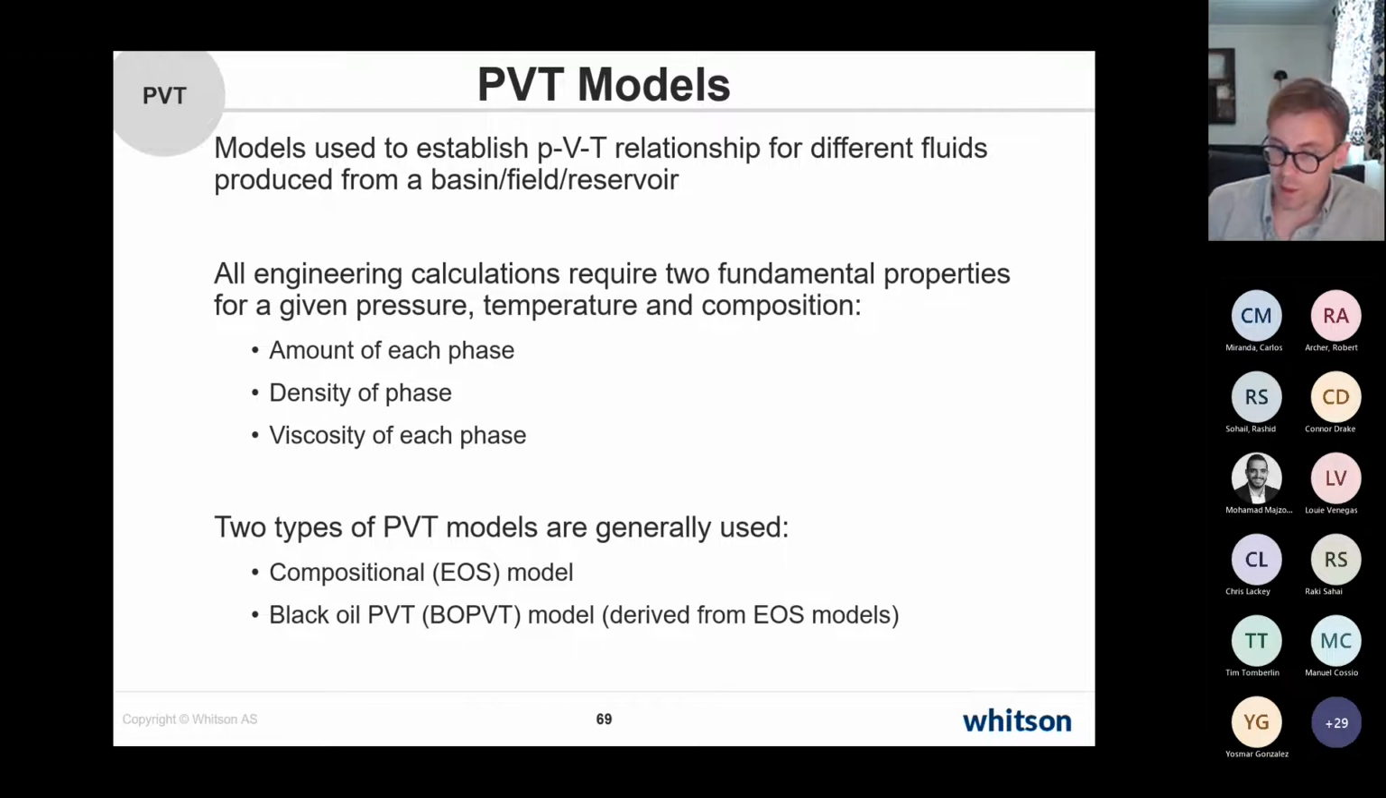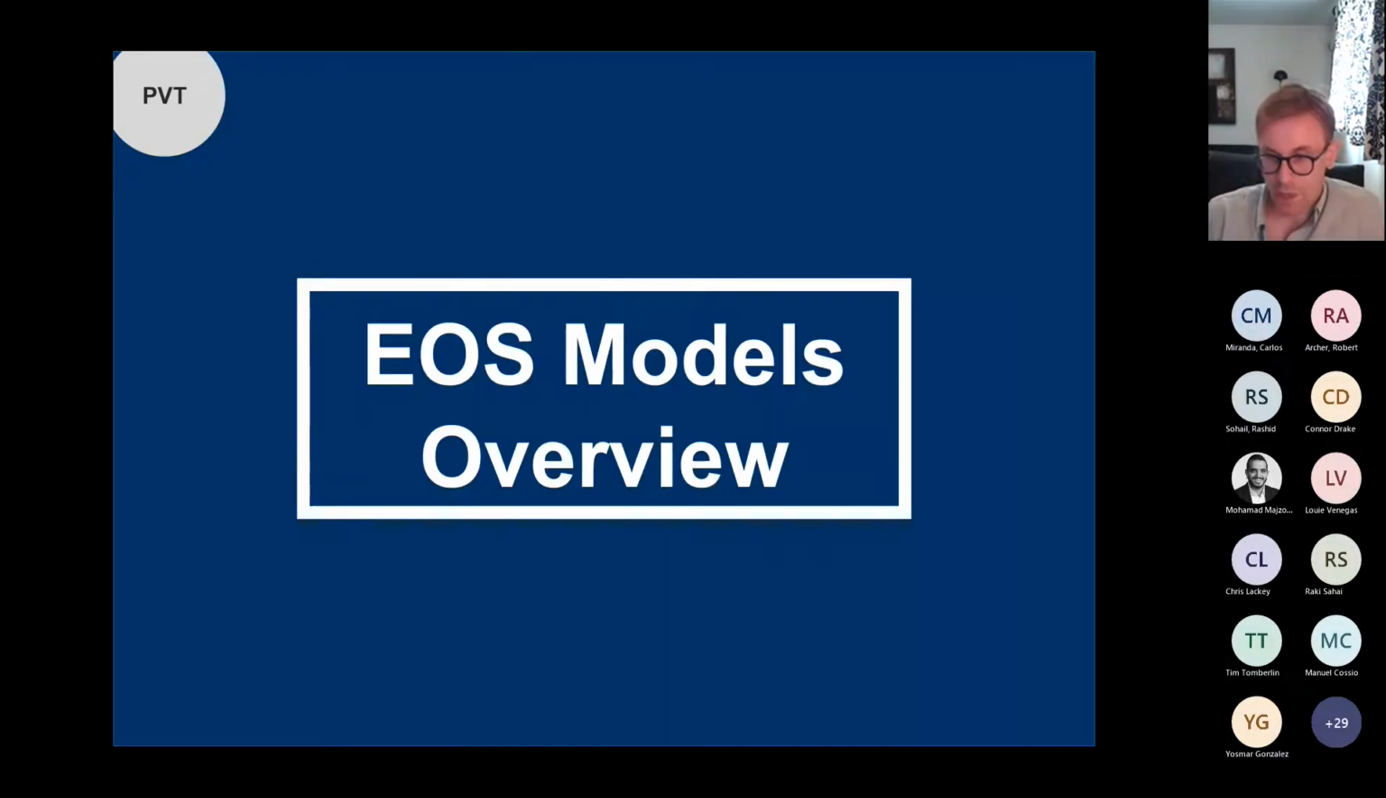Even all the tables that we typically use come from some kind of compositional or so-called equation of state model. So we'll just go in and learn what the differences between these two are on a very high level, because these are the types of models that we're going to feed into our analytical RTA, plasma pressures, flow material balance, numerical models, etc.